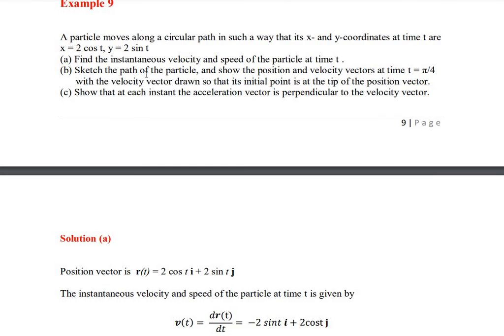Second one, sketch the path of the particle and show the position and velocity vectors at t = π/4, with the velocity vector drawn so that its initial point is at the tip of the position vector. And third one, show that at each instant the acceleration vector is perpendicular to the velocity vector.